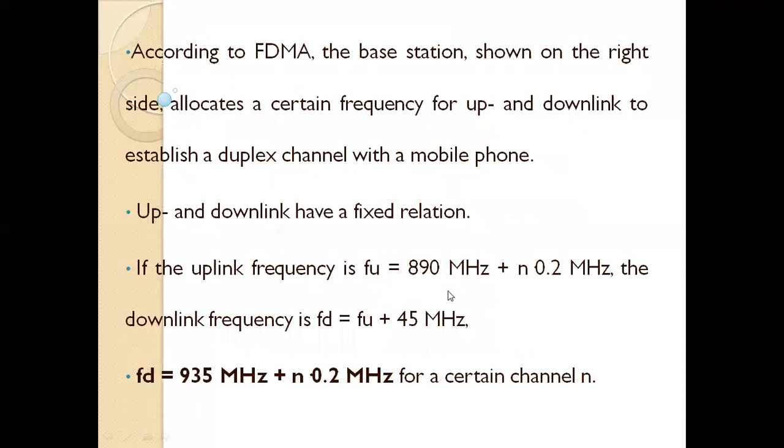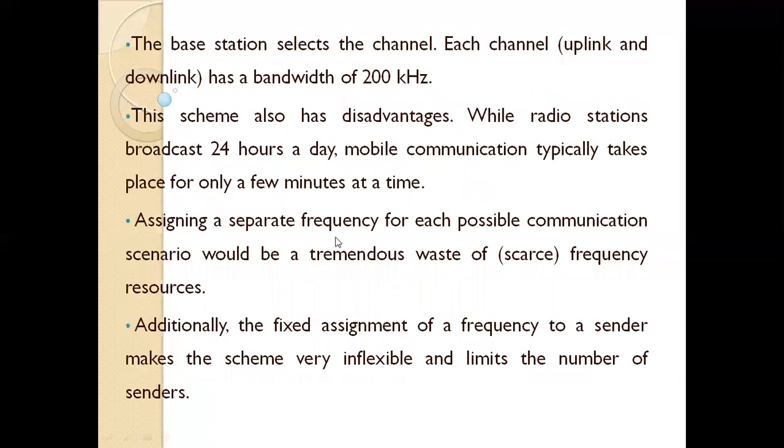The uplink starts at 890 plus 0.2 MHz, and the downlink is the uplink plus 45 MHz. Each channel has a bandwidth of 200 kHz.